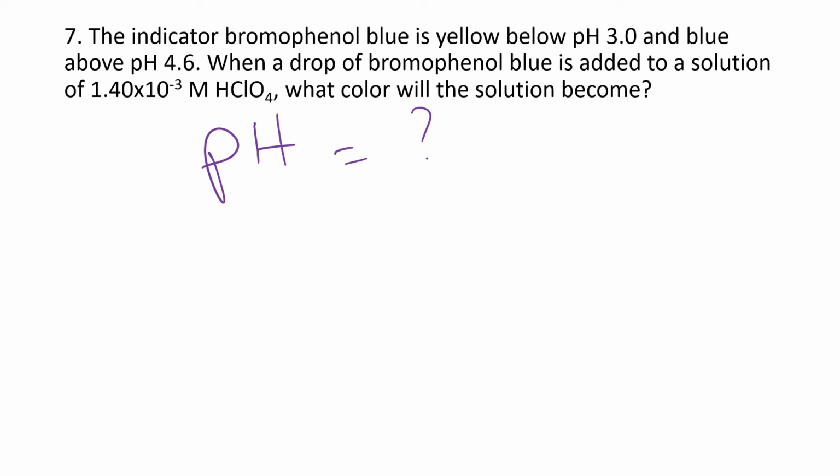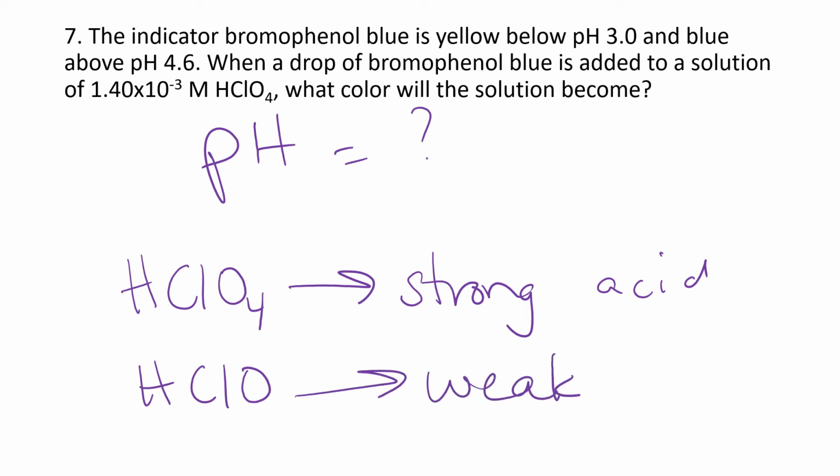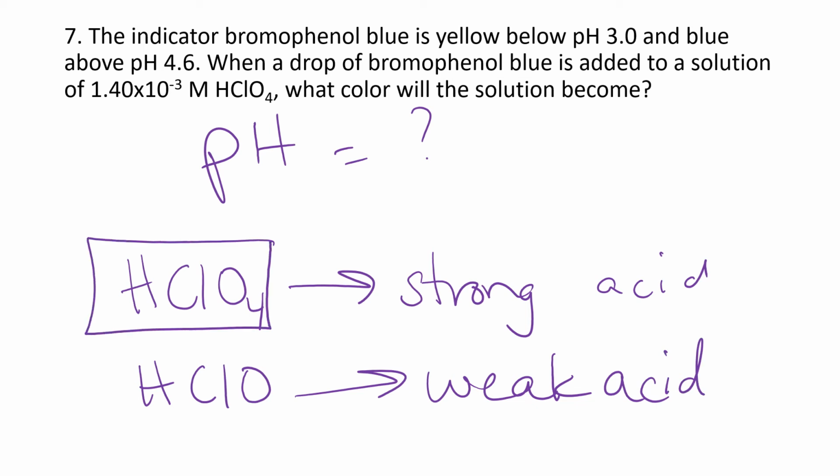Another thing to know is that HClO4 is a strong acid. I also have tested y'all on HClO before. That is not a strong acid, that is a weak acid. So make sure you know the difference. HClO4 is a strong acid, so it completely dissociates in water, and we can calculate the pH just using the concentration.